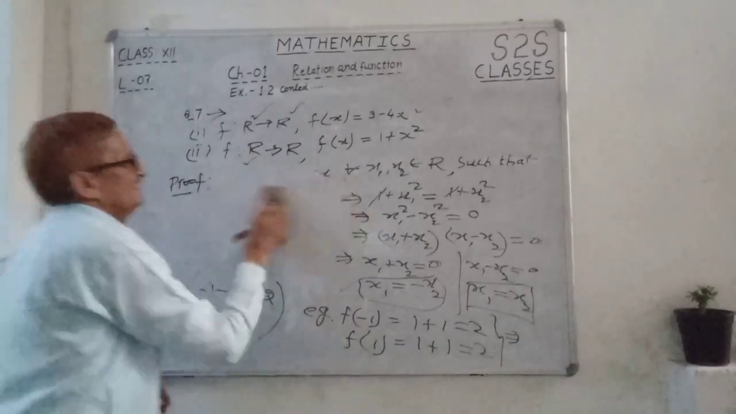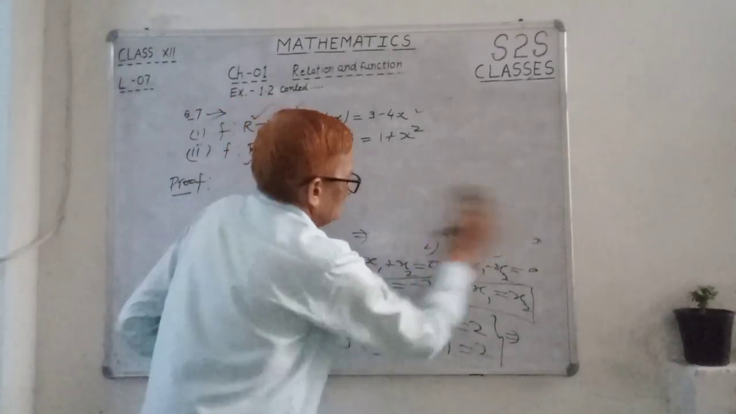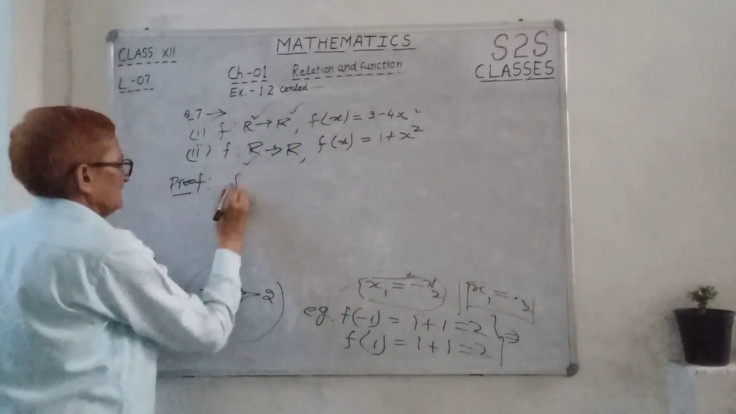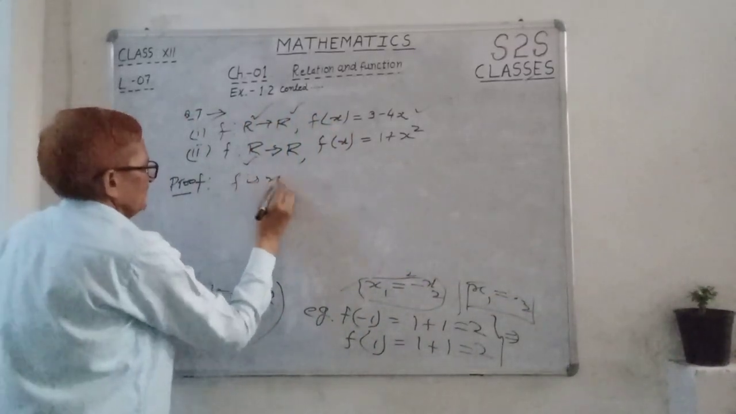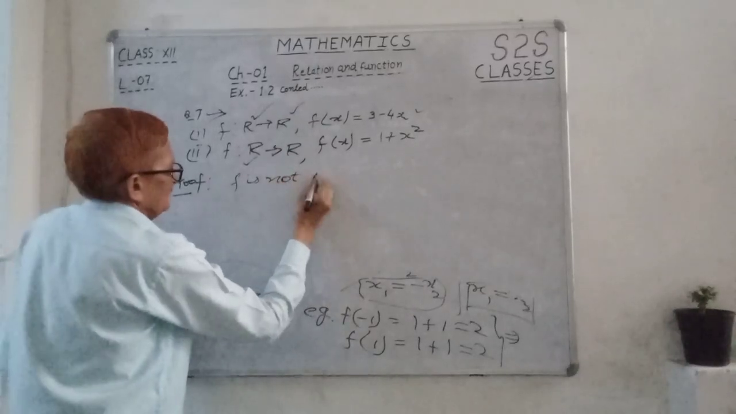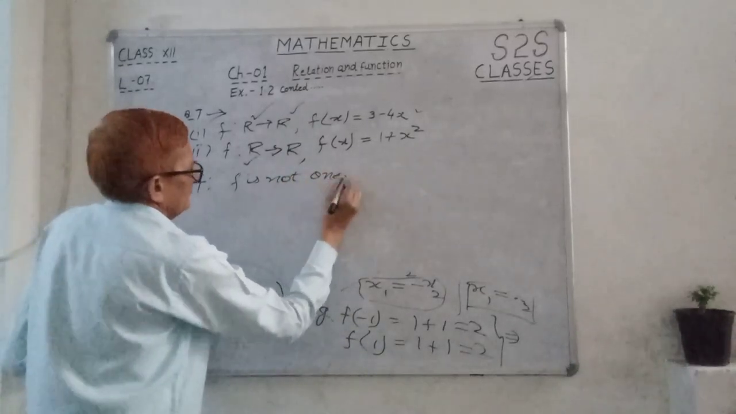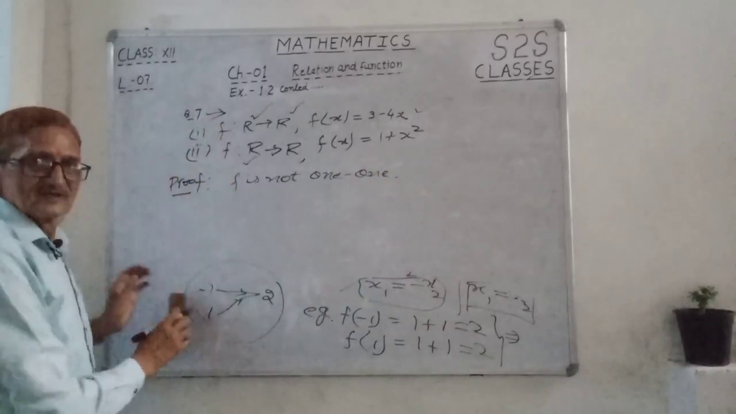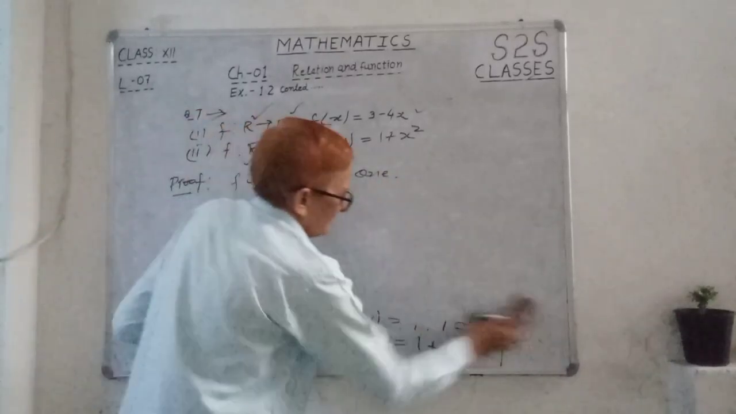So we have to write f is not one-one. It is many-one. Example given.